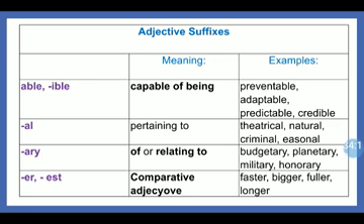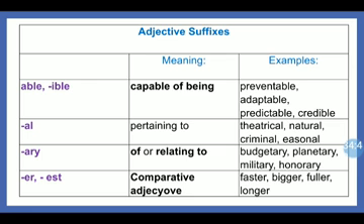Adaptable: capable of being adapted. Predictable: capable of being predicted. Credible: capable of being credible. Well, I used the same word, but yes. Alright?